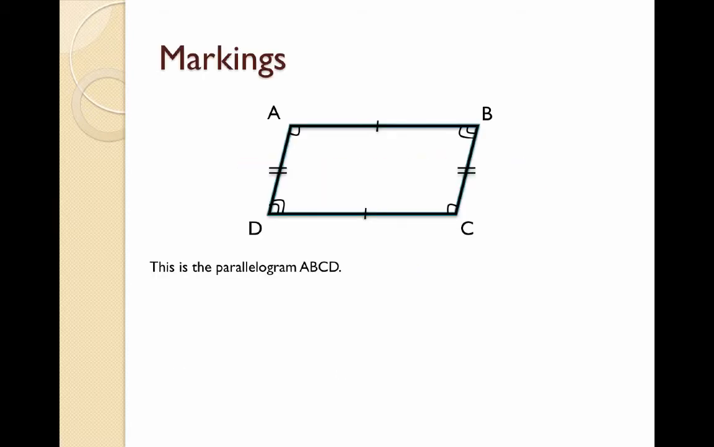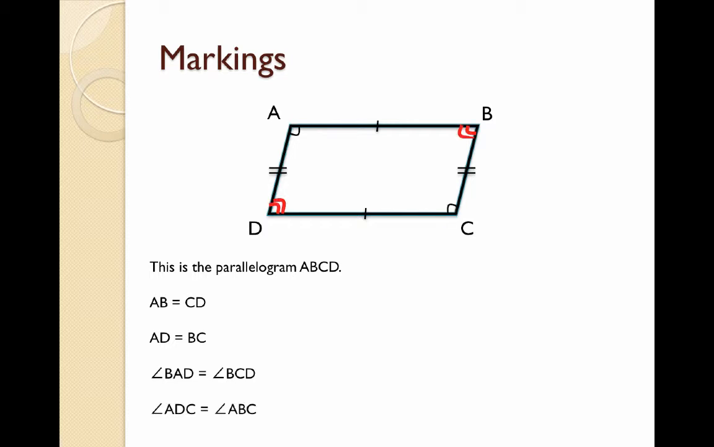Time to look at some markings. This is a parallelogram which we call ABCD, naming the angles, the vertexes at each point. The 2 lines that are single indicate that AB is the same as CD, they're the same in length. That's the same thing as the double lines, that AD is exactly the same as BC. The little curves in each corner mean that the angles are the same. So this is the angle BAD, and that's equal to the angle BCD.